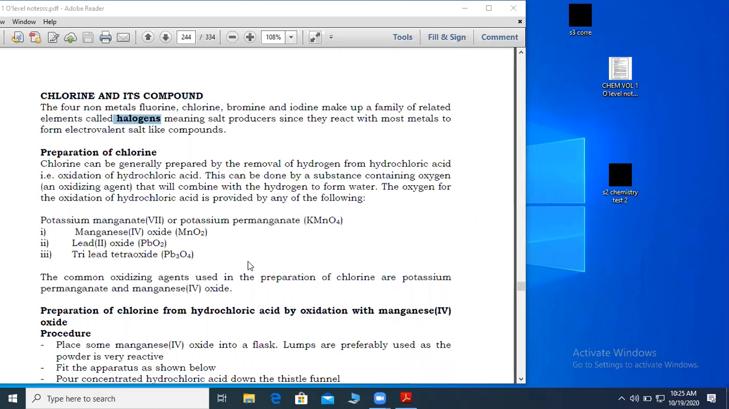Preparation of chlorine. Like any gas, we first look at its preparation. Now listen to me carefully. Chlorine can be prepared by removal of hydrogen from hydrochloric acid, meaning the most important compound that is used in the preparation of chlorine is hydrochloric acid. So from hydrochloric acid we remove hydrogen and we shall form chlorine. From it we remove hydrogen and we form what? Chlorine.